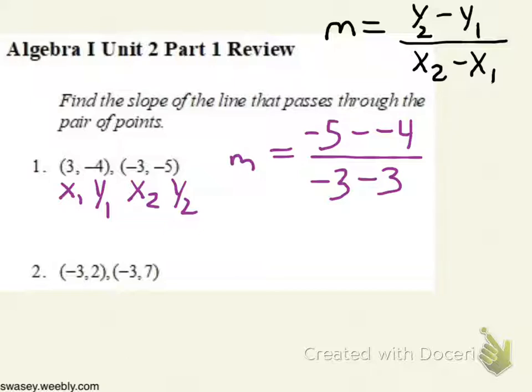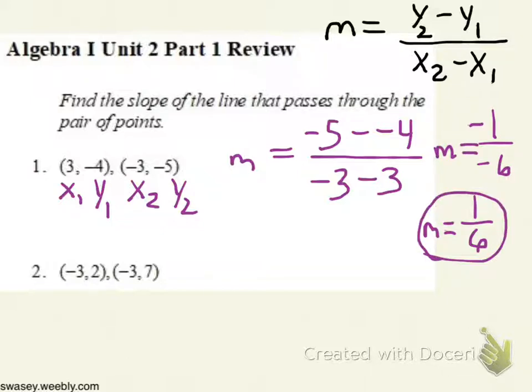Negative 5 minus a negative 4 is the same as negative 5 plus negative 4, so that's negative 1 on top. And then on the bottom, negative 3 minus 3 is negative 6. A negative divided by a negative is a positive, so our final answer here for the slope is positive 1/6. If a fraction has a negative on top and on bottom, then it's positive.